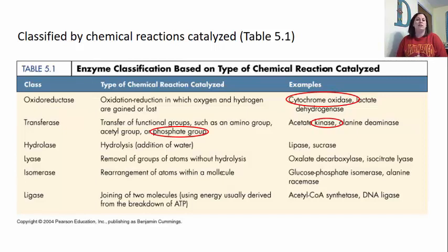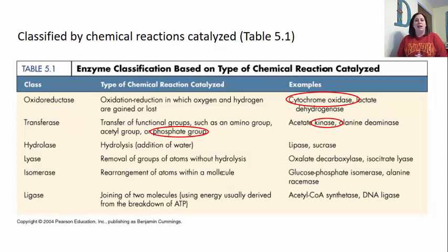So if you look at these ones that talk about oxidoreductase, these guys are going to do an oxidation reduction reaction in which oxygen and hydrogen are either gained or lost. One big example here that's in red is the cytochrome oxidase. This one is going to be really important in cellular respiration.